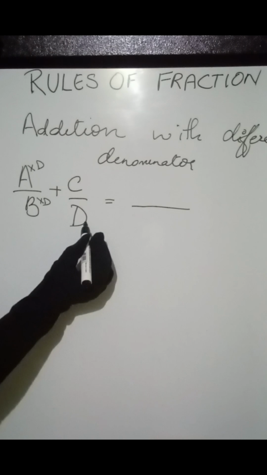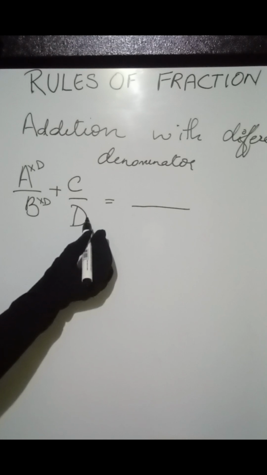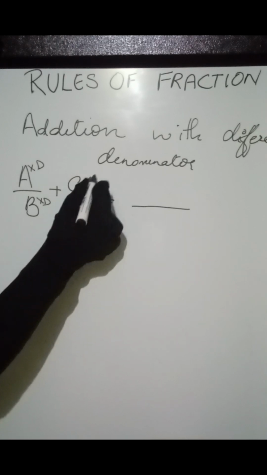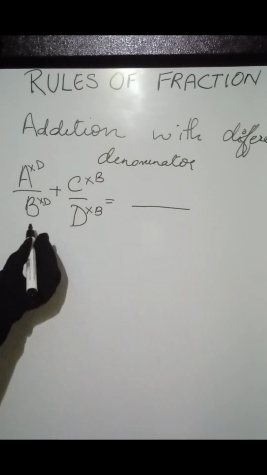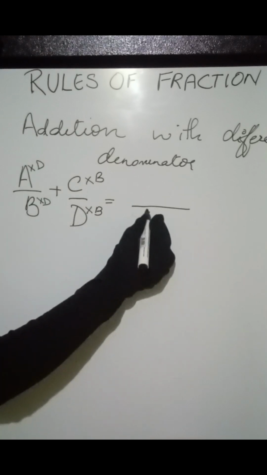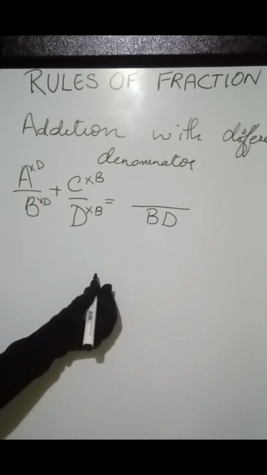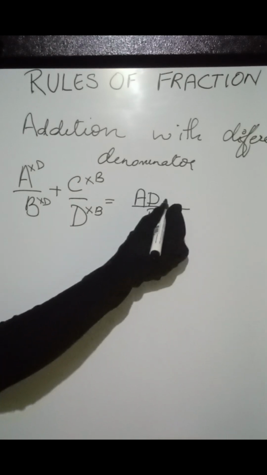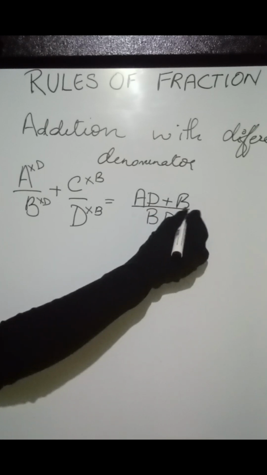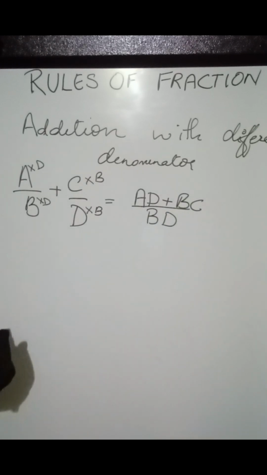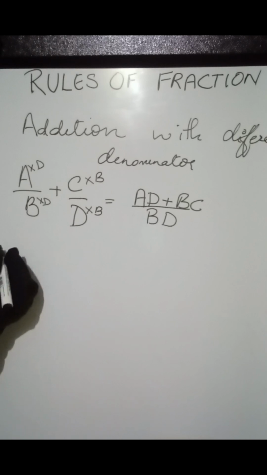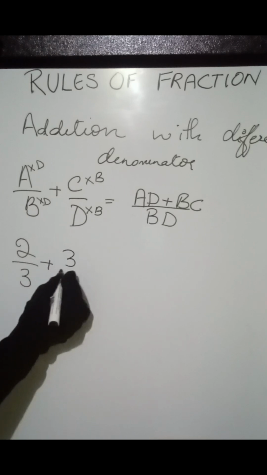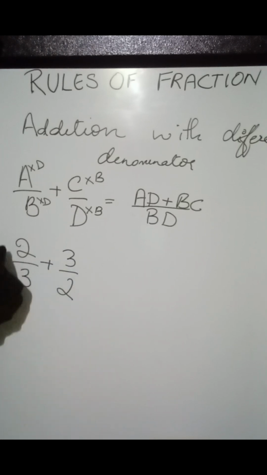Similarly, now to make D as BD, you have to multiply D with B as the denominator and B as the numerator. From this, you're getting a common denominator BD and the numerator would be AD plus BC. Alright. Now, let's consider an example. For example, 2 by 3 plus 3 by 2. Okay.